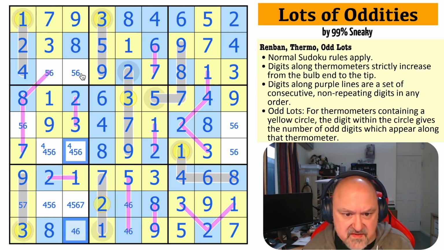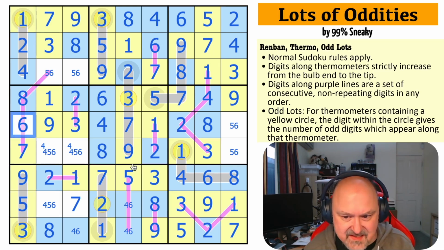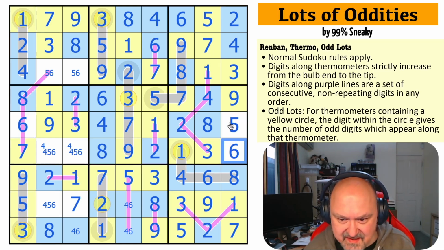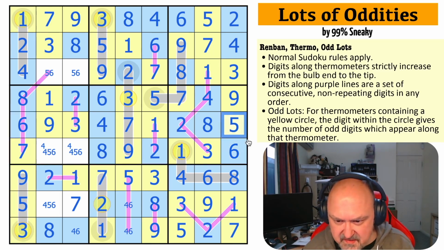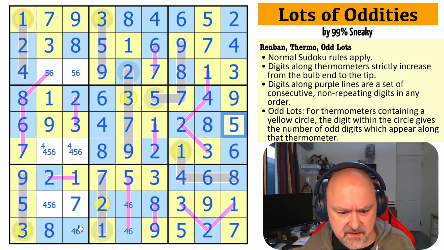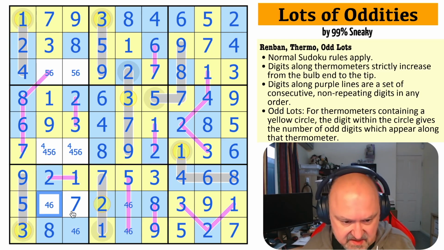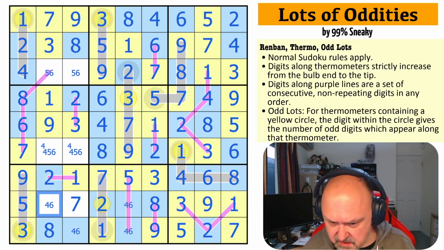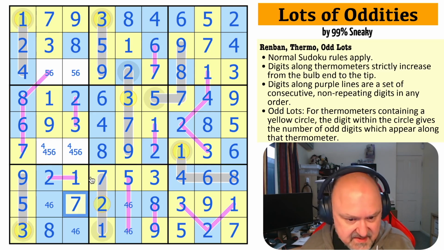This is a 4, 5, 6 triple. So that's the 7, which makes that the 5, which makes that the 6, which makes that the 5, which makes that the 6. That's going to do some damage, surely. Damage as in fixing stuff. Why do we call it doing damage in Sudoku when it's actually fixing things? I don't understand these high concepts. I don't understand the basic concepts.